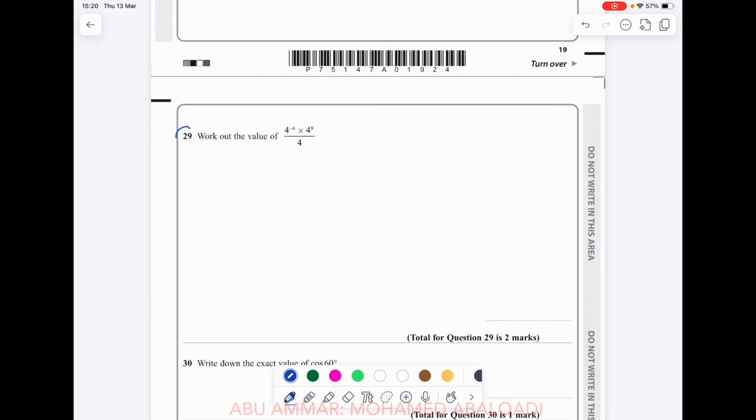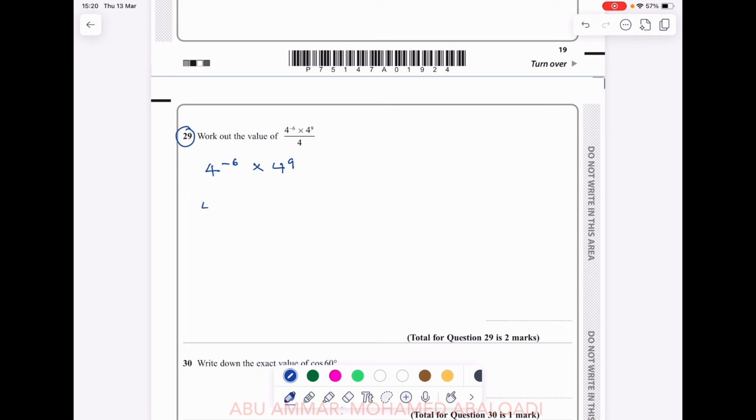Our next question is question 29, and the question is about powers and roots. So the question says work out the value of 4 to the power of minus 6 times 4 to the power of 9 divided by 4. So we need to work out this question step by step, starting from the top one first. So 4 to the power of minus 6 times 4 to the power of 9.